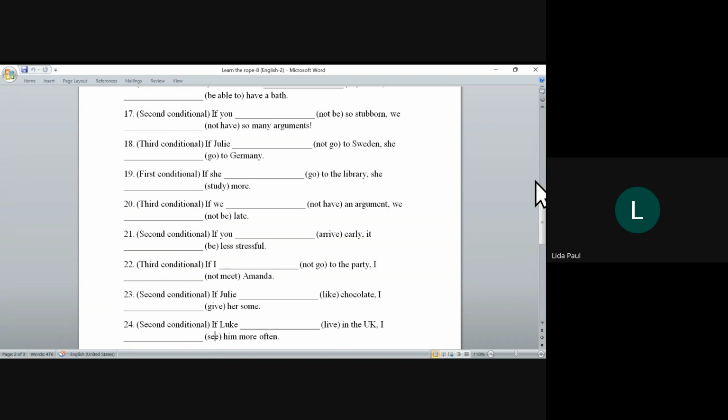The 22nd one would be third conditional. If I dash not go to the party, I dash not meet Amanda. So third conditional statements usually take a, sorry?